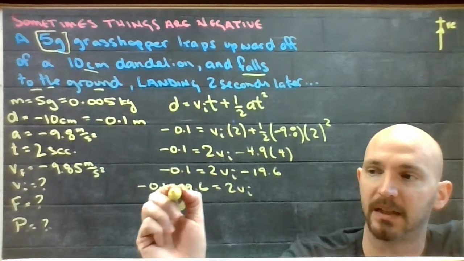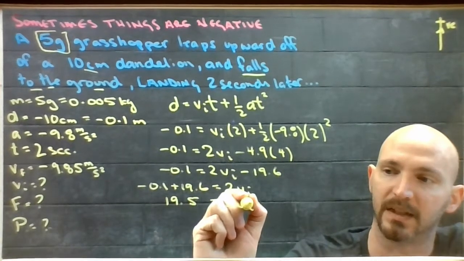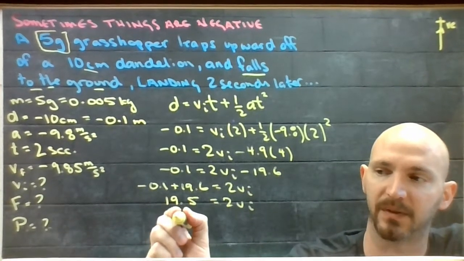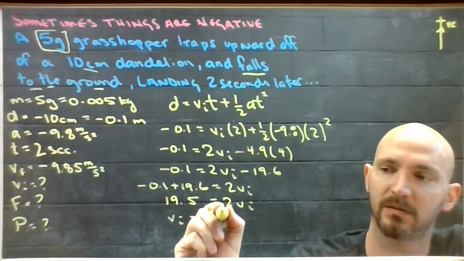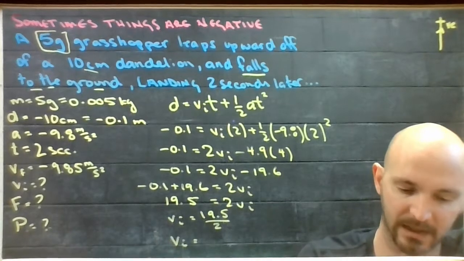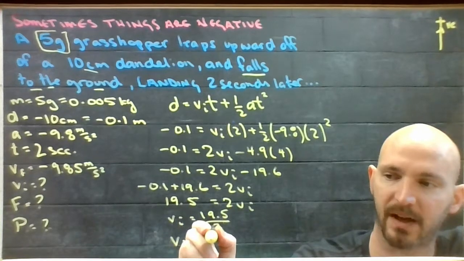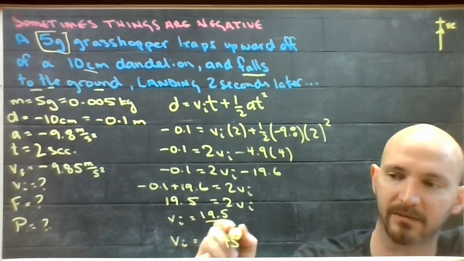That ends up being 19.5 is 2v initial. So divide both sides by 2. Initial speed ends up being 19.5 divided by 2, 9.75 meters per second.